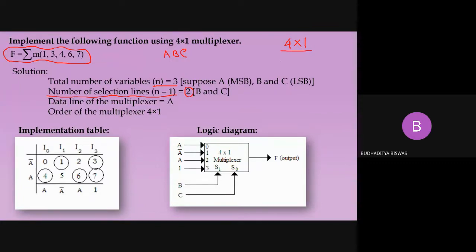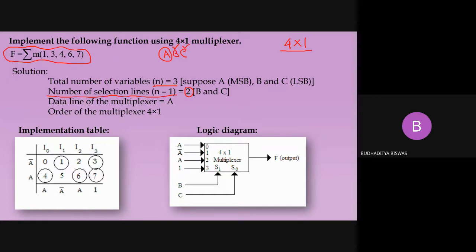How to choose the order? Just take the variables. If the number of variables is n, then n minus 1 should be the selection lines. And once you know the selection lines, the order of the multiplexer inputs is very easy to find out. And the selection lines should be B and C, not A. A should not be used as a selection line. That means the MSB of the variables should not be selected as a selection line. The other two variables, B and C, should be selected as the selection lines of the multiplexer.